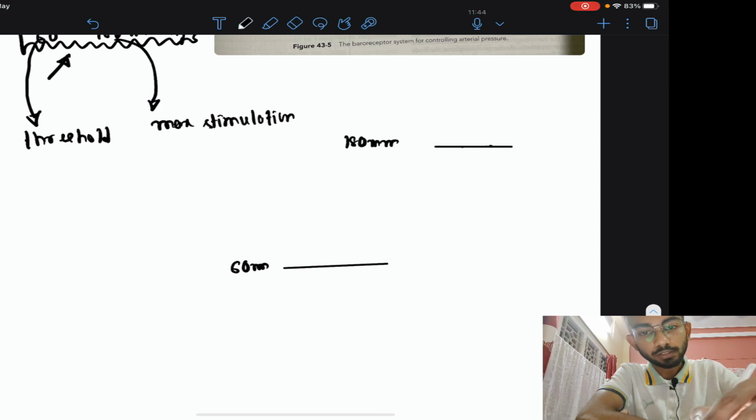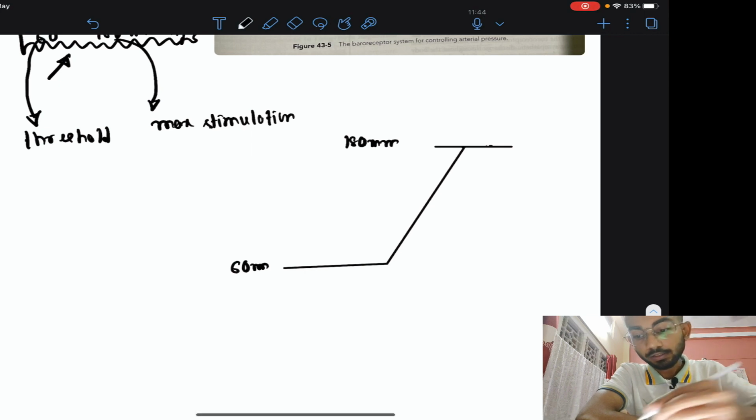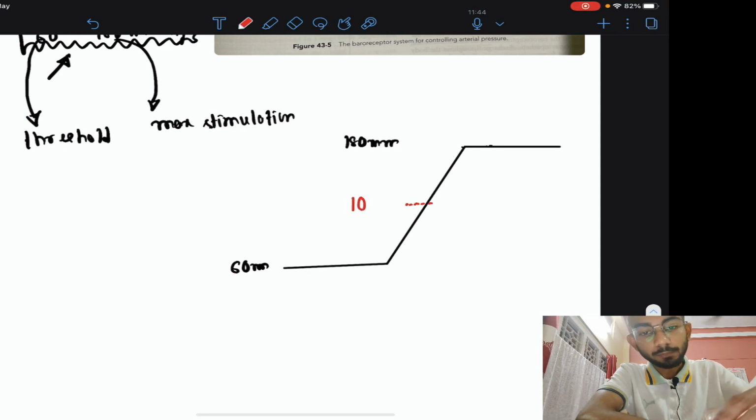180 millimeter of mercury. Remember guys, this is mean arterial blood pressure. This is not normal blood pressure. This is the mean arterial blood pressure. So mean arterial blood pressure of 60 millimeter of mercury to 180 millimeter of mercury is the range for the action of baroreceptor. But we know that normal mean arterial blood pressure is what? 100 millimeter of mercury.